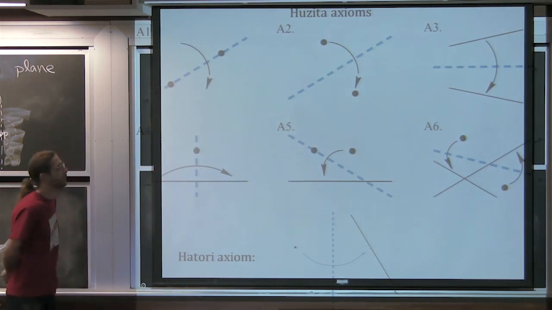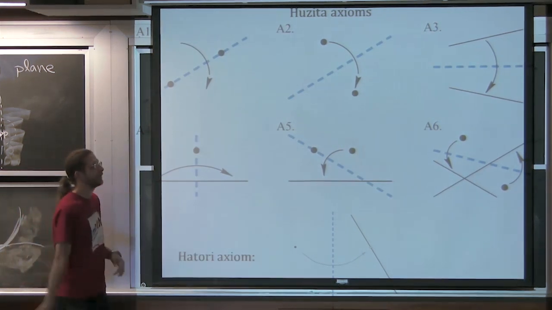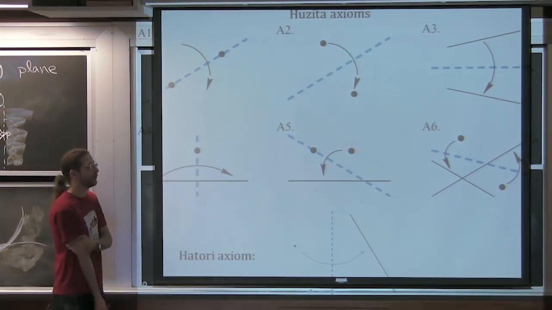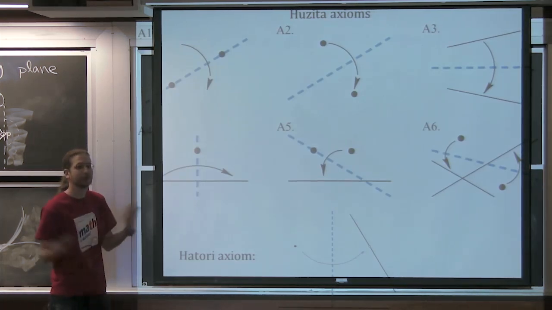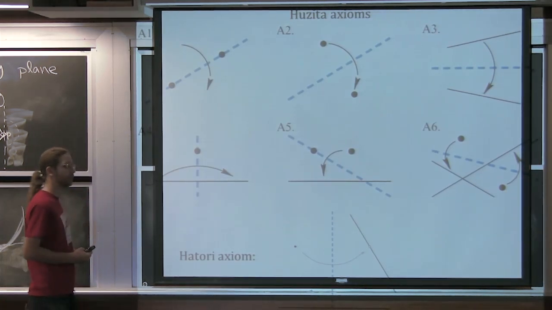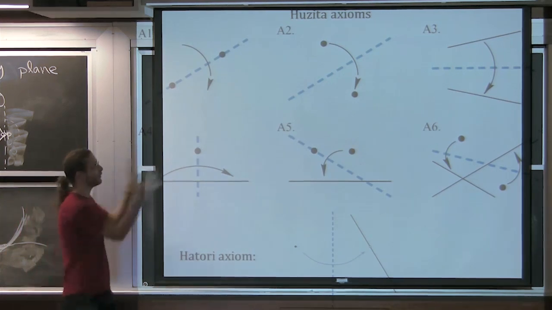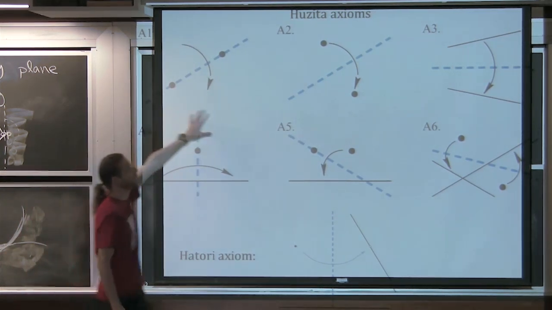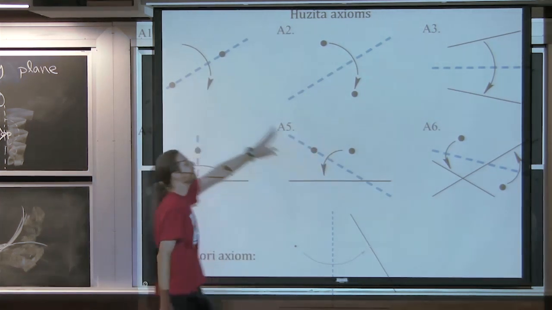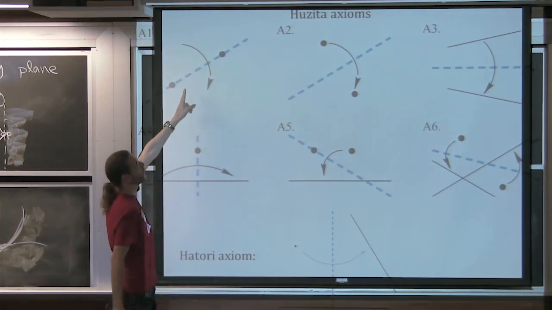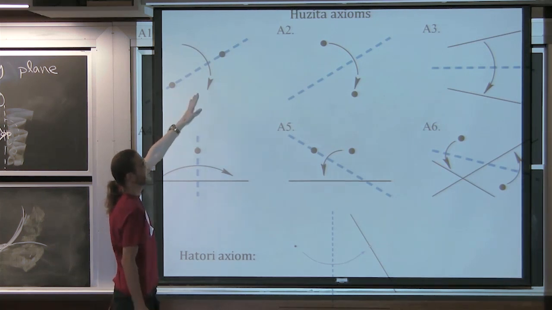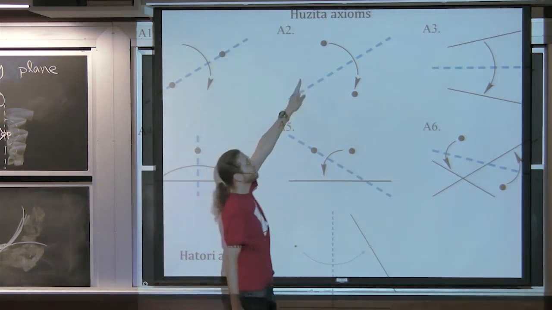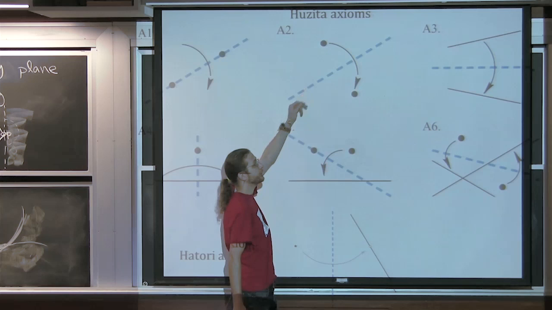Then came along Huzita in 1989, and at the same time, Jacques Justin in 1989, who you remember did Kawasaki's theorem and Maekawa's theorem. He also did this all independently. So Huzita suggested these axioms for folding. If I have 2 points, I can fold a crease along those 2 points, that line. If I have 2 points, I can fold a point onto a point. That constructs a perpendicular bisector.